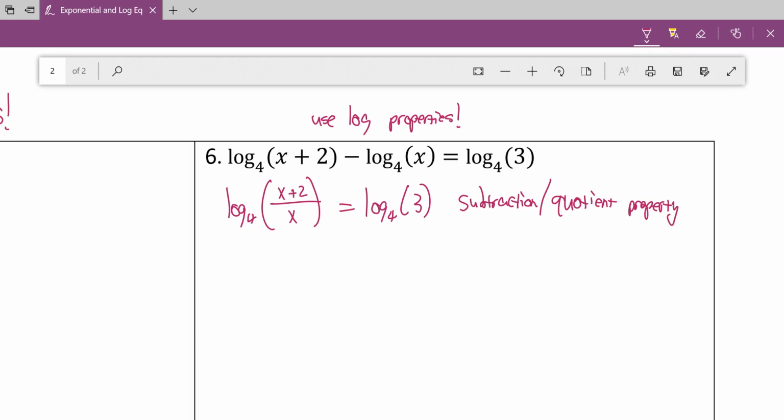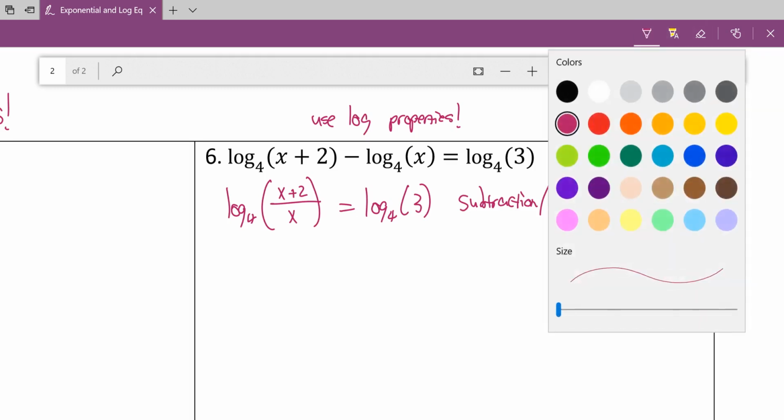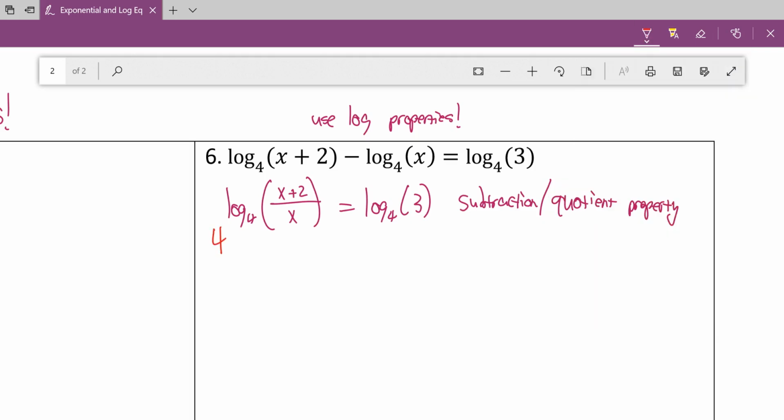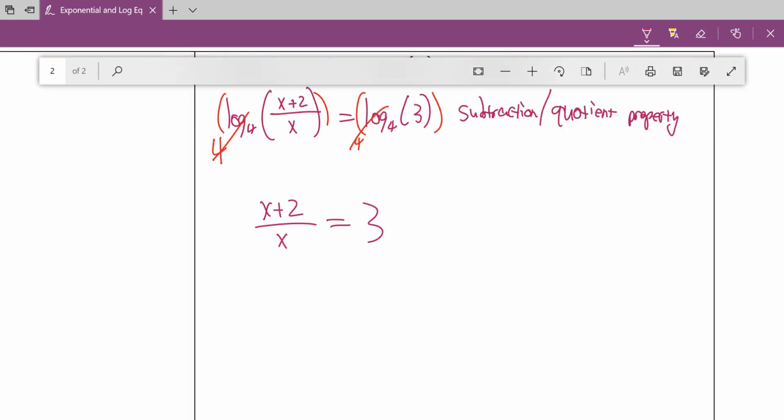And now that I have one log on both sides, I can go ahead and make both sides the power of 4, and that's going to make my logs go away, and then I get x plus 2 divided by x equals 3. And then multiply both sides by x. So x plus 2 equals 3x. And then 2 equals 2x, and x equals 1.